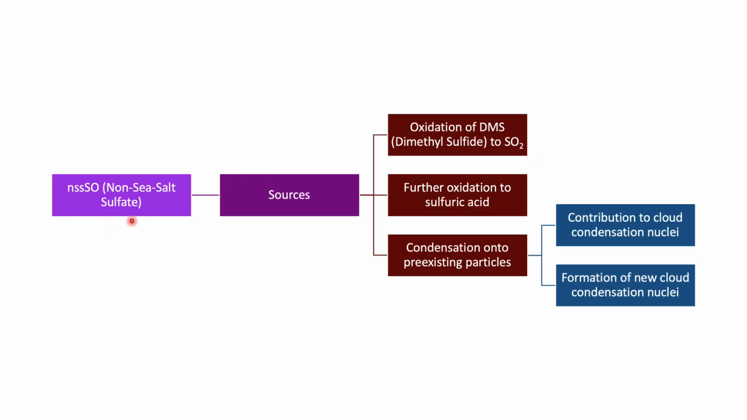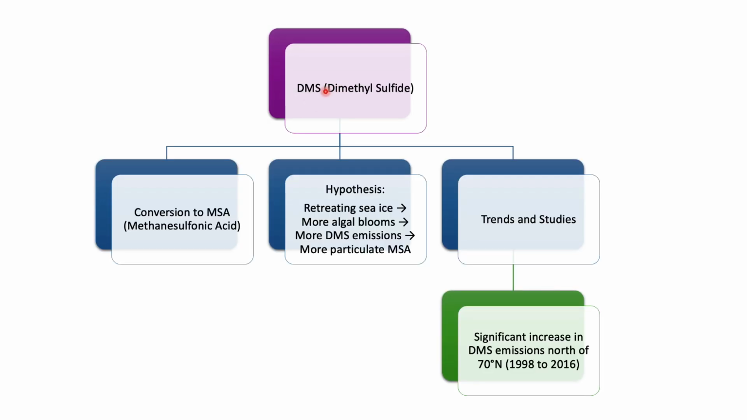And we can also look at the non-sea salt sulfates. The main sources of non-sea salt sulfate include oxidation of dimethyl sulfide to sulfur dioxide, then further oxidation to sulfuric acid, and then condensation onto pre-existing particles, which leads to the cloud condensation nuclei, and this leads to formation of new clouds. So this is one of the mechanisms by which the non-sea salt sulfate is responsible for the formation of cloud droplets. And dimethyl sulfide is also converted to methane sulfonic acid.